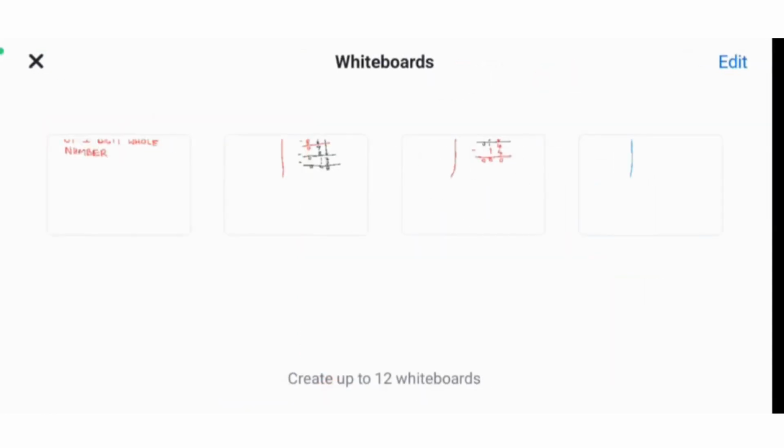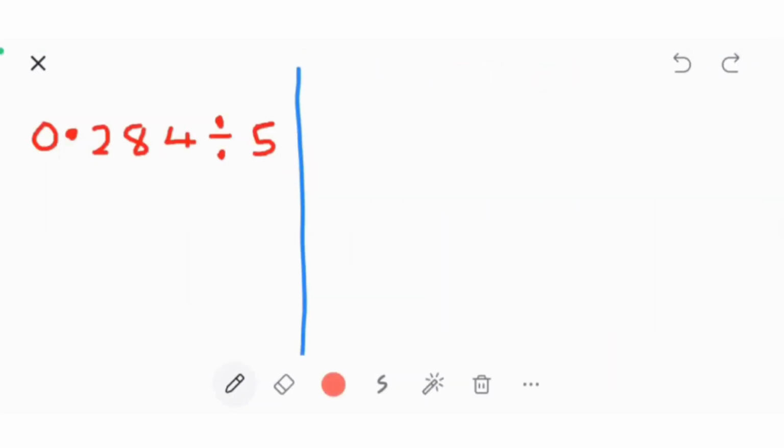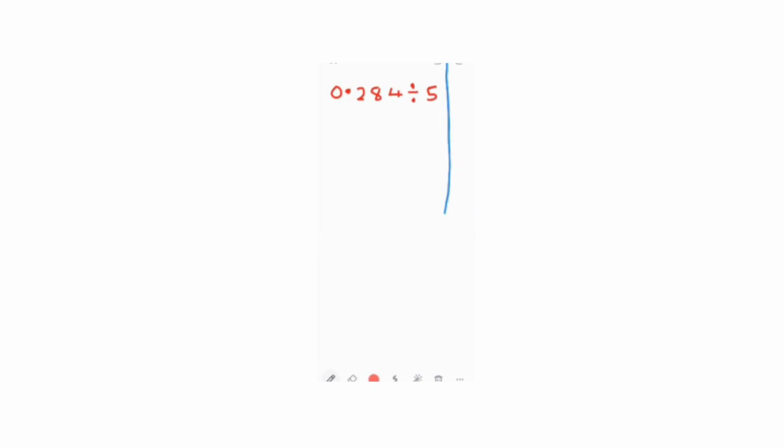Very easy. Let's look at the last question. We have 0.284 divided by 5. Now for this one, as usual, all you have to do is draw the division symbol. Then you write 0.284 inside. Okay? Then you write 5 here.